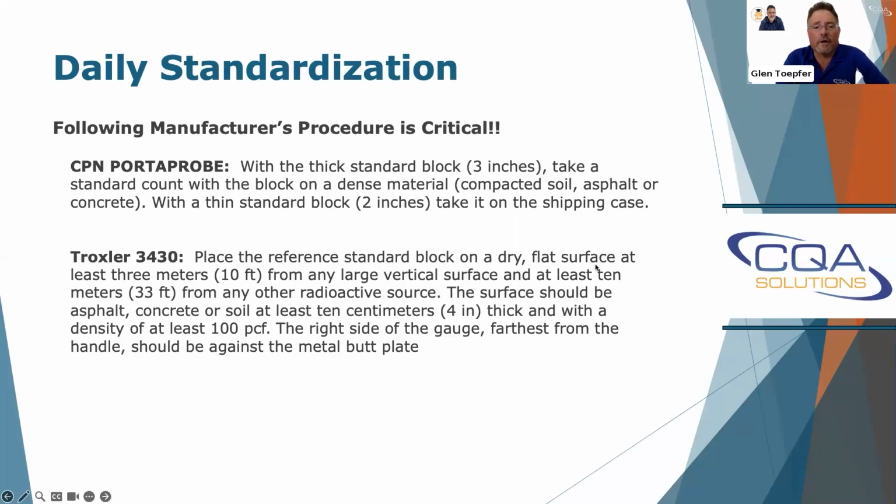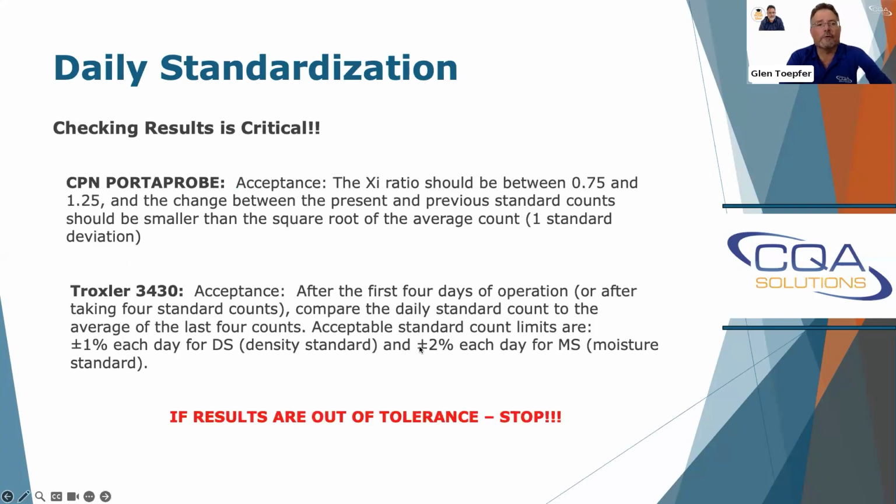Place the block on another flat surface, 10 feet from any vertical surface, 33 feet from any other radioactive source. And again, it should be on an asphalt or concrete surface at least 4 inches thick, and a density of 100 pounds per cubic foot. And then the last part, the right side of the gauge, farthest from the handle, should be against the metal butt plate. So the Troxlers have that butt plate, and you've got to make sure that edge of the gauge is against that. You'll see people that don't do that, and they get faulty results. And that messes up your whole day, like I said.